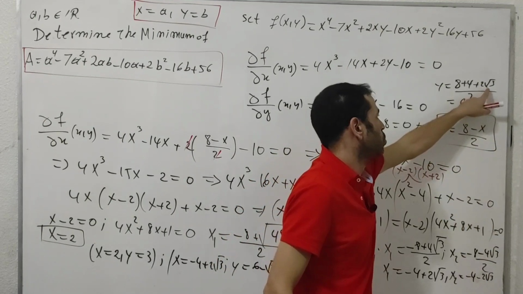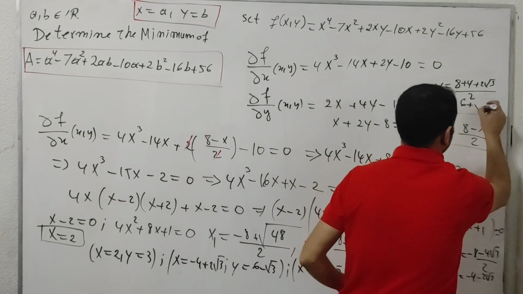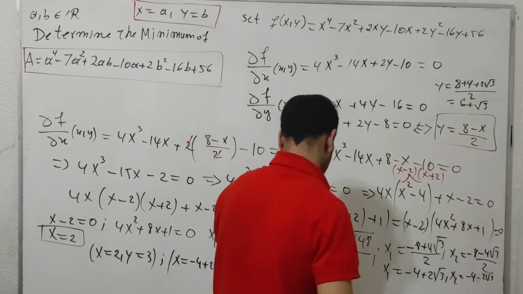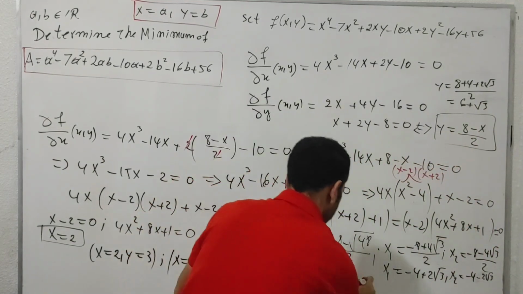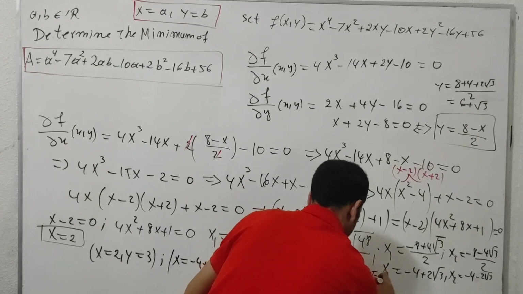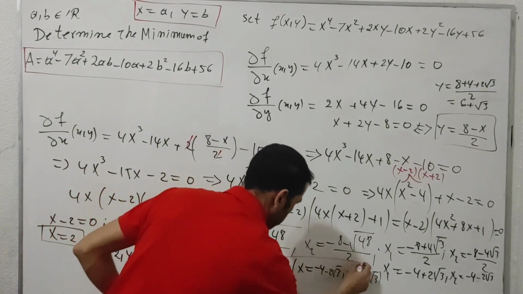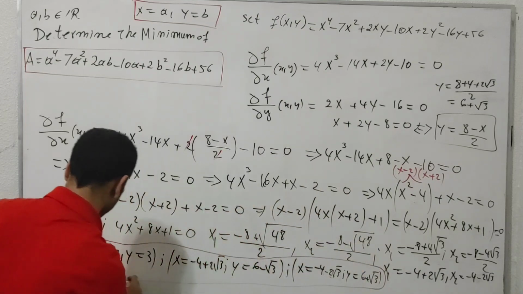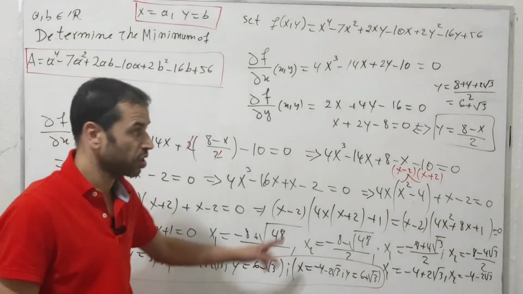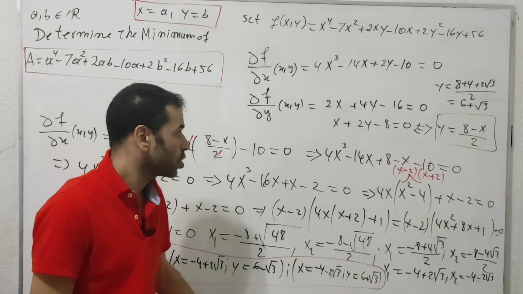This one will be reduced to square root of 3. So for y I will have 6 plus square root of 3. Here are the 3 critical points which I have found. I'm going to take these facts at the top and continue with this one graphically.